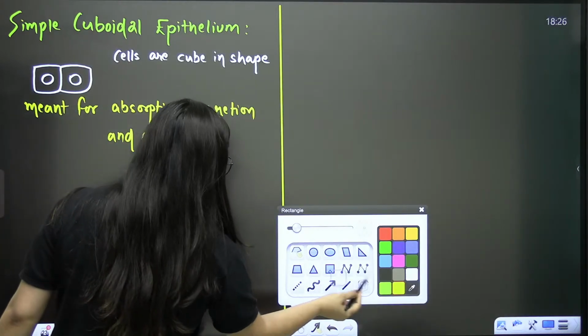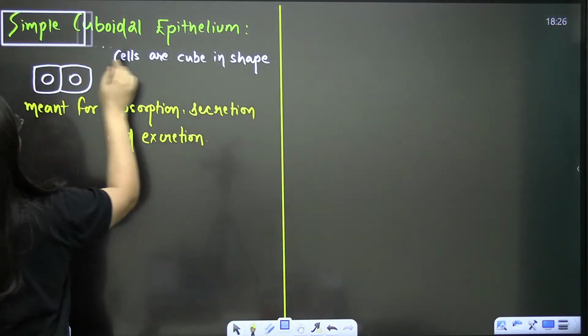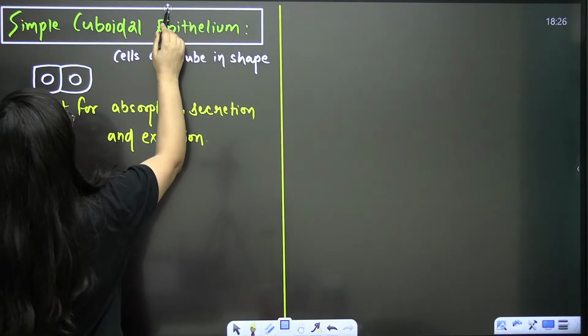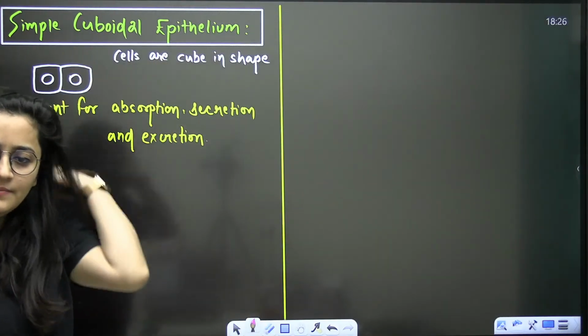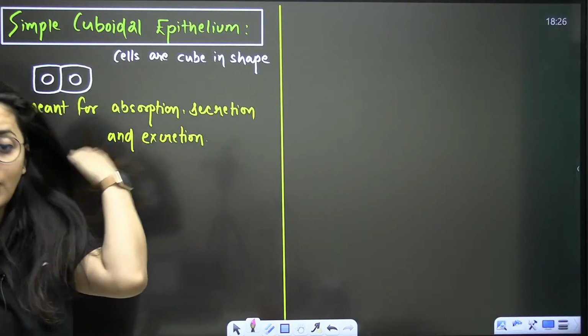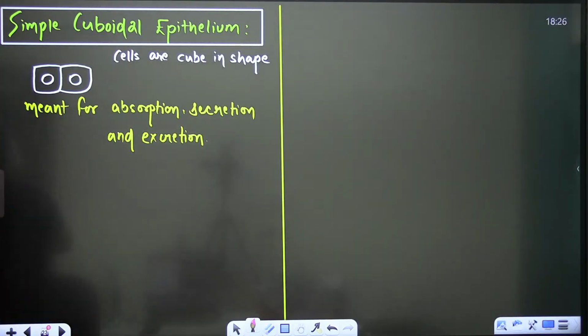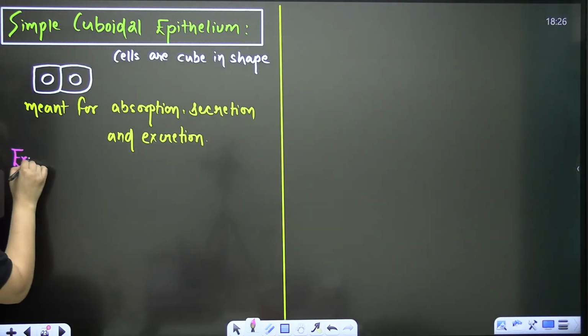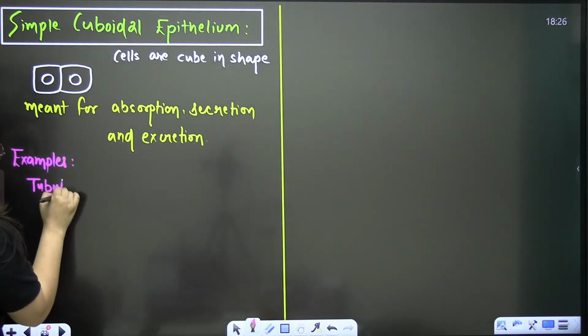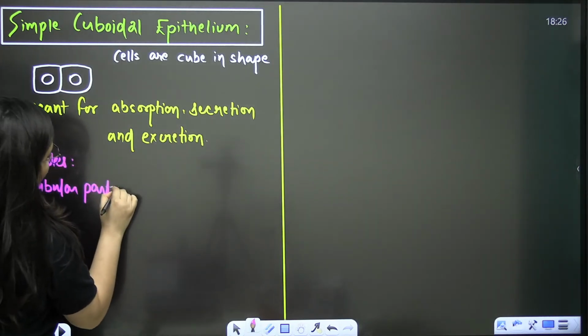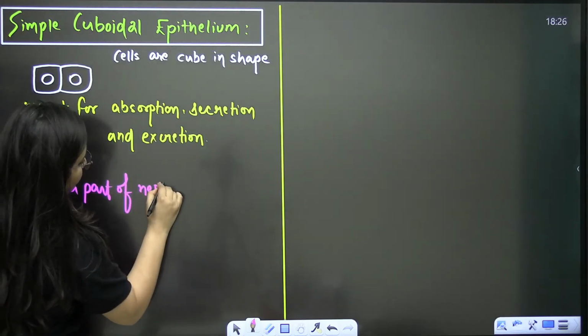What is it? It is simple cuboidal epithelium. Clear? So as I said, examples are important. The best example that you need to remember is the tubular part of the nephron.